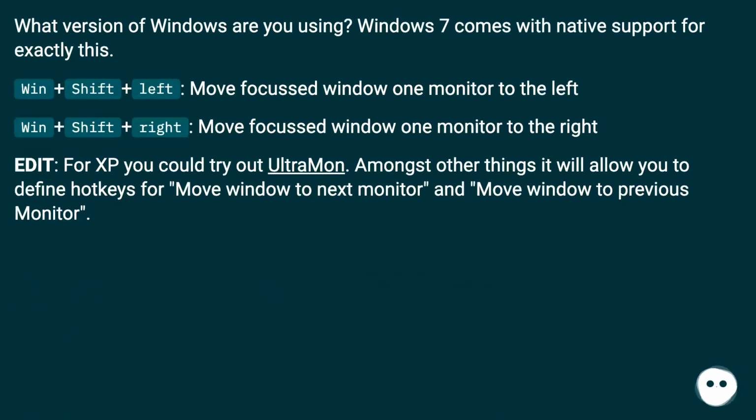What version of Windows are you using? Windows 7 comes with native support for exactly this. Win plus Shift plus Left moves the focused window one monitor to the left. Win plus Shift plus Right moves the focused window one monitor to the right. Edit. For XP you could try out UltraMon. Amongst other things, it will allow you to define hotkeys for move window to next monitor and move window to previous monitor.